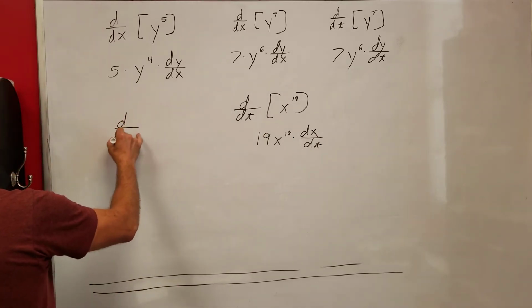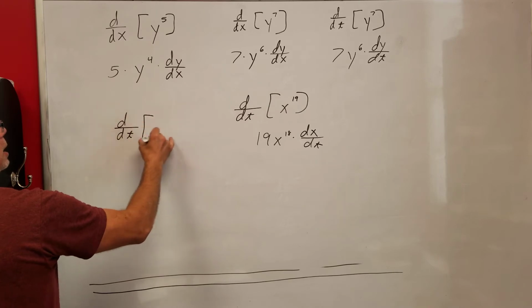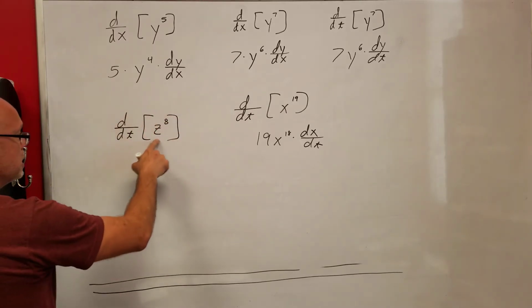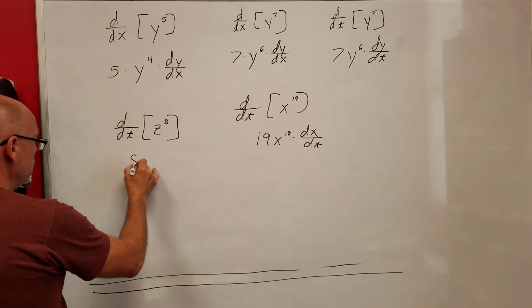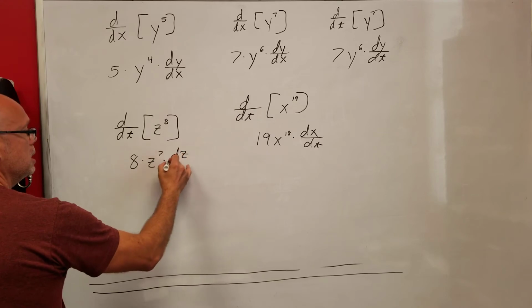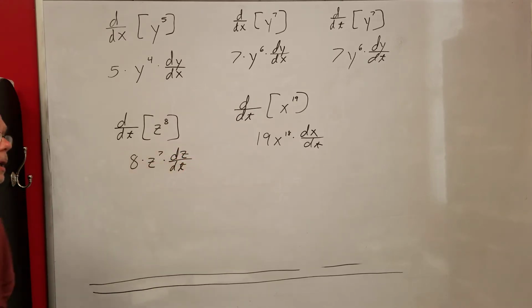How about this? The derivative with respect to t of z to the 8th. How would I write that if z is a function of t? I'd write that as 8 times z to the 7th times dz over dt. And that's the kind of stuff we're going to be dealing with first of all. Let's look at our first example we have here.